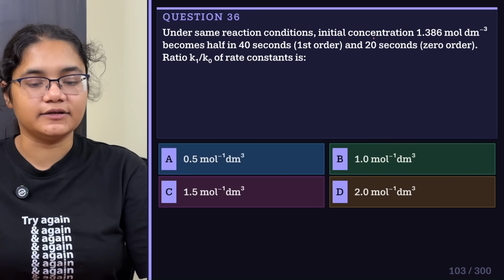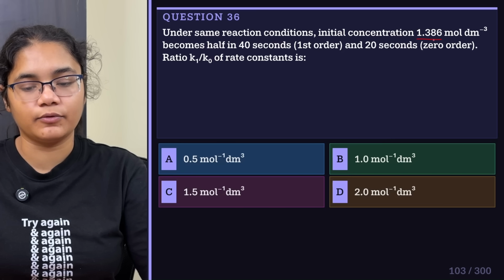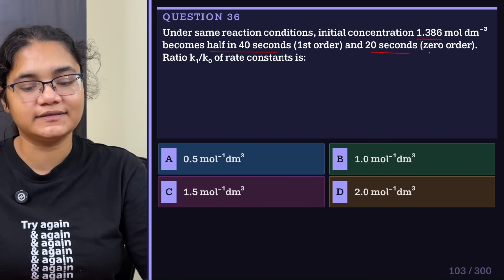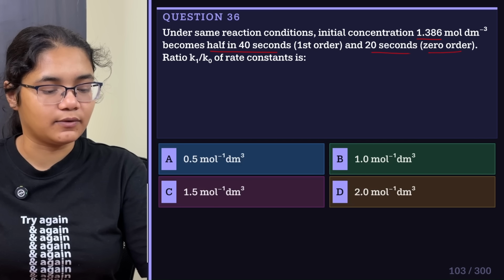Next, under the same conditions, the initial concentration 1.386 moles per decimeter cube becomes half in 40 seconds and 20 seconds for zeroth order. The ratio of K1 to K0 is.